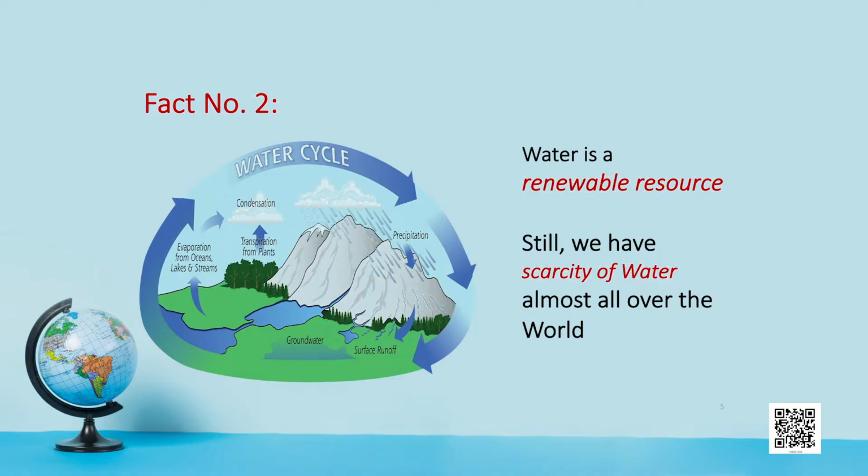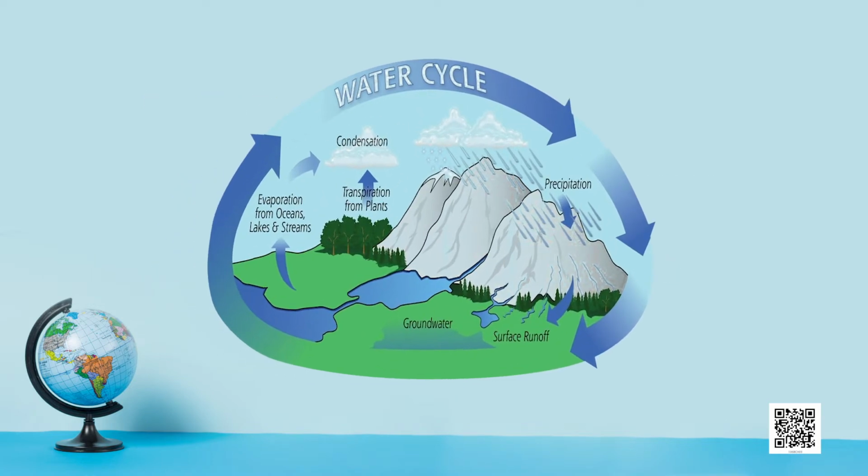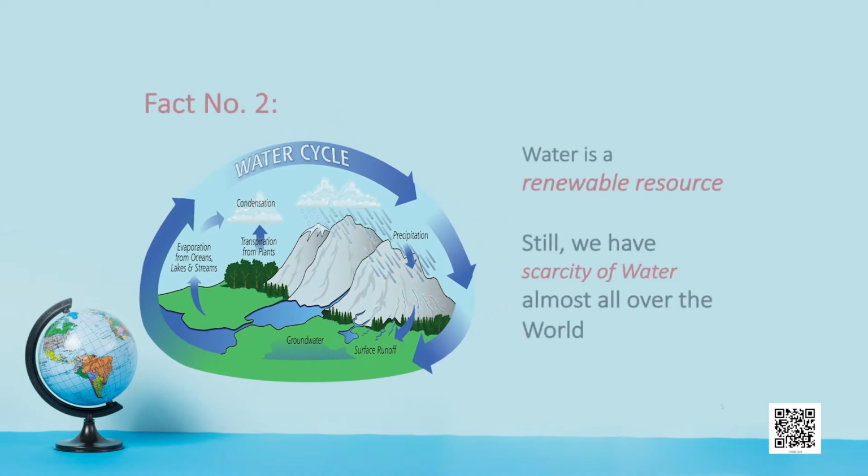Fact number 2. Water is a renewable resource. As you all know, water is being renewed continuously by a cycle called the hydrological cycle, where water evaporates from oceans, lakes and streams, and also transpires from plants, condenses as clouds and precipitates back on the earth. Some of this water goes underground and other runs off on the surface in various forms. Despite the fact that water is a renewable resource, we have scarcity of water almost all over the world.